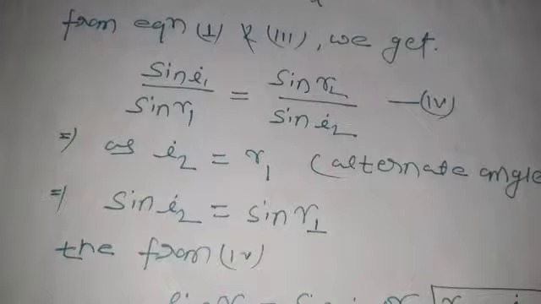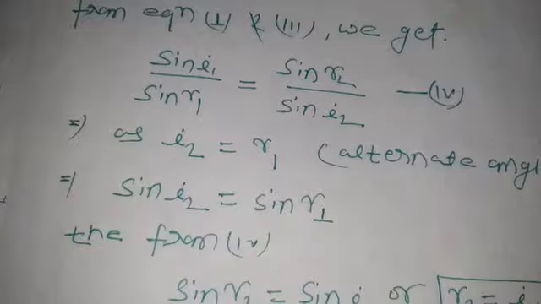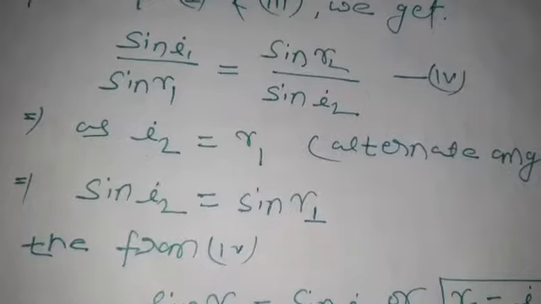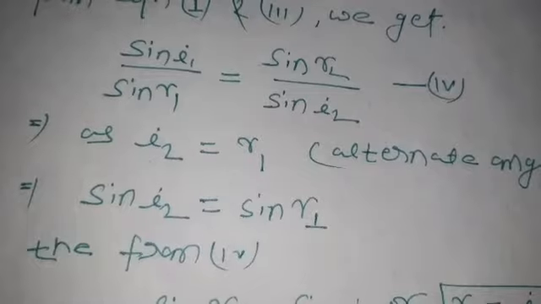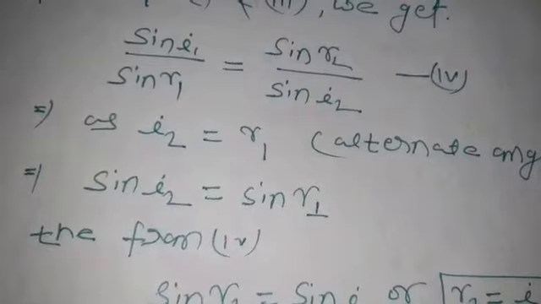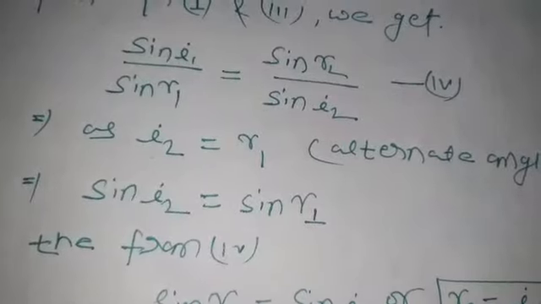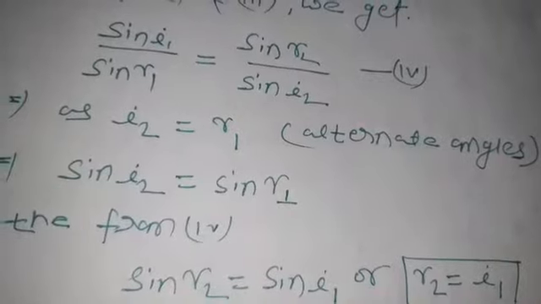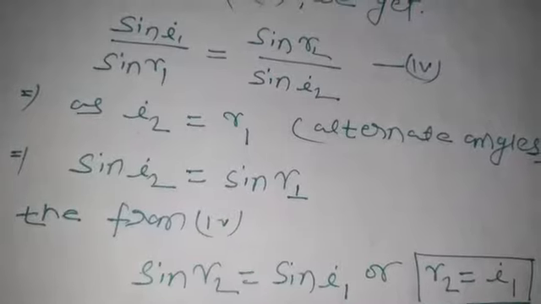Now from equation number 1 and 3. Equation number 1 is sin I1 upon sin R1 equals a mu g. And what is your equation number 3? Equation number 3 is sin I2 upon sin R2 equals a mu g. The right hand sides of both equations are the same, so the left hand sides will also be the same. So sin I1 upon sin R1 equals sin R2 upon sin I2. I2 and R1 are both alternate angles. For this, see the figure.